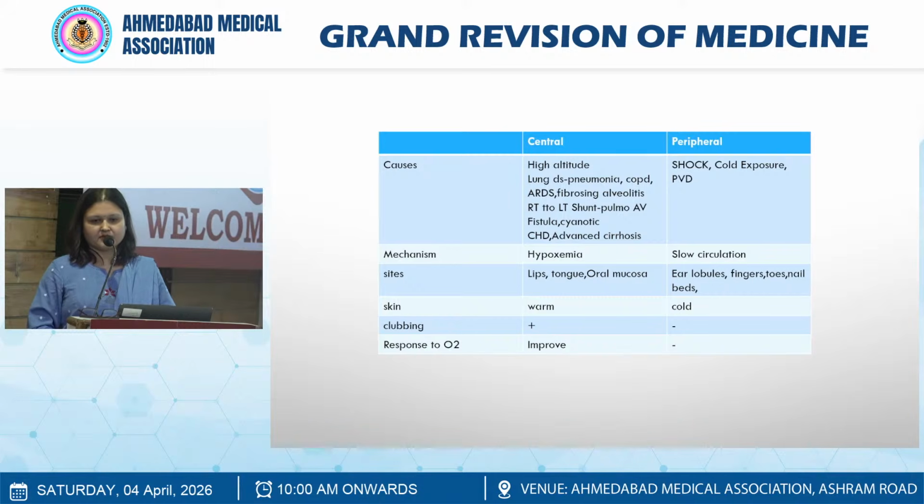Sites where to see for cyanosis. Main clue is tongue. If the tongue is blue, then it is a central cyanosis. And in peripheral cyanosis, ear lobules, fingers, toes, nail beds. These are the sites where you can find cyanosis. Skin is warm in central cyanosis and cold in peripheral cyanosis. Clubbing is present when there is a chronic cause of cyanosis. Response to oxygen therapy: the patients with central cyanosis respond to oxygen therapy. Okay, cyanosis will go.